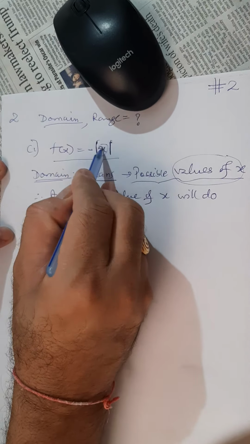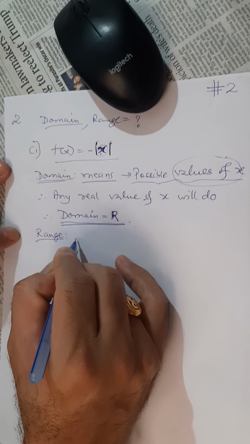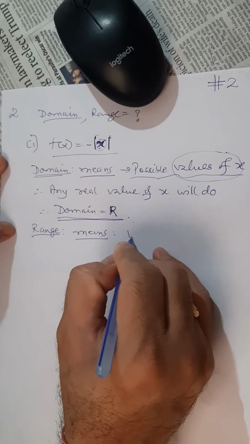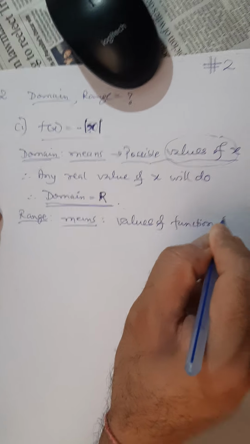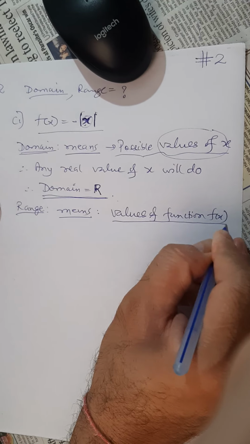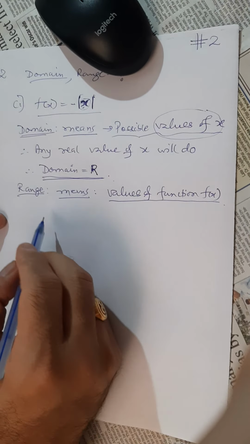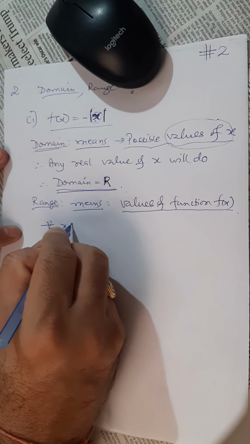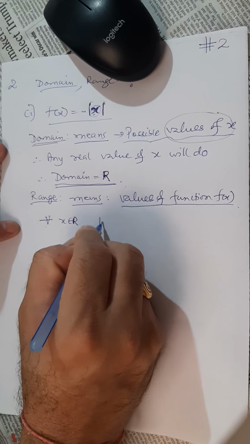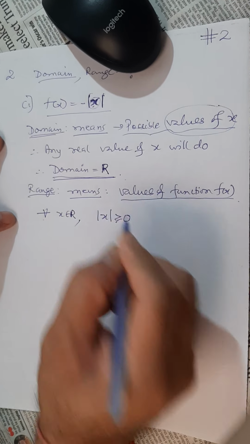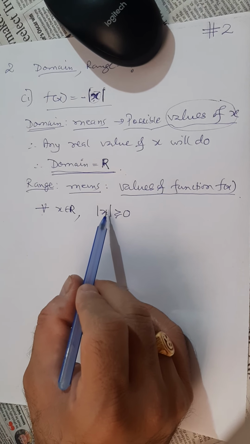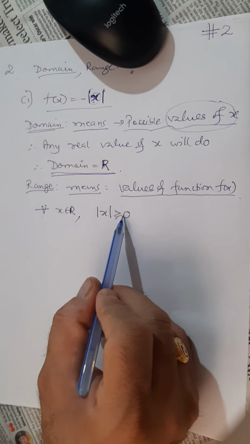Now the next question is range. Range means values of the function f(x). That's called the range. So here, for every x belonging to R, modulus x is always greater than or equal to 0. If you find the modulus of any number, it is always greater than or equal to 0.